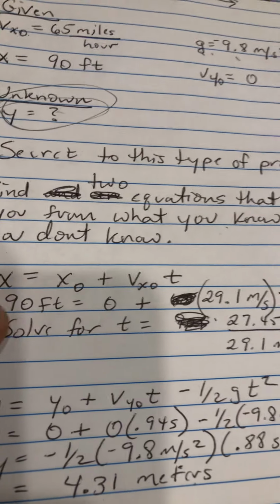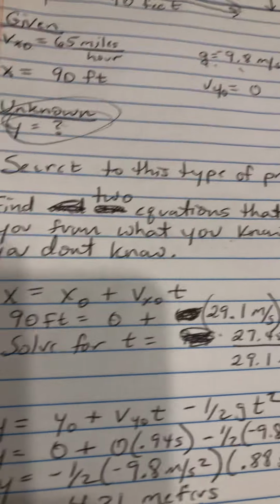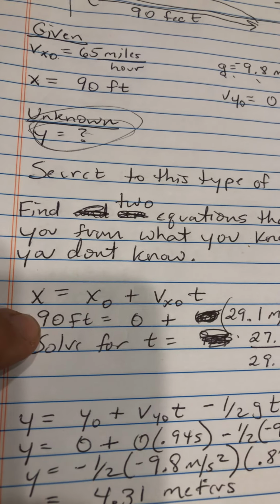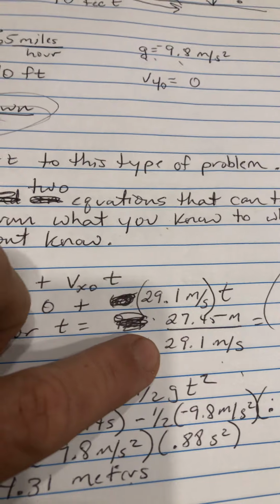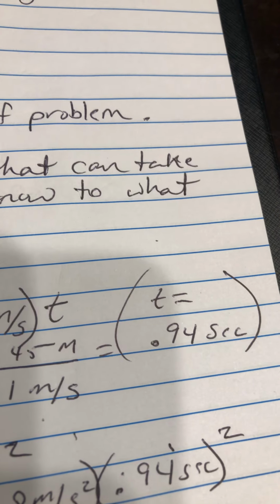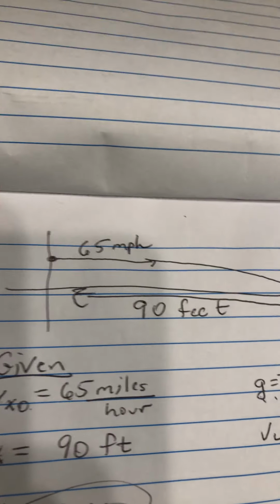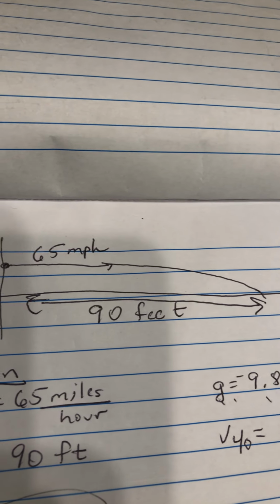All right, I solved for T. I got everything by itself, and I solved for T. So you end up with 27.45 meters, because again I changed 90 feet to 27.45 meters. Divide by this, and I came out with my time as 0.94 seconds. So I'm going to go back up here. 0.94 seconds is how long that thing was in the air.